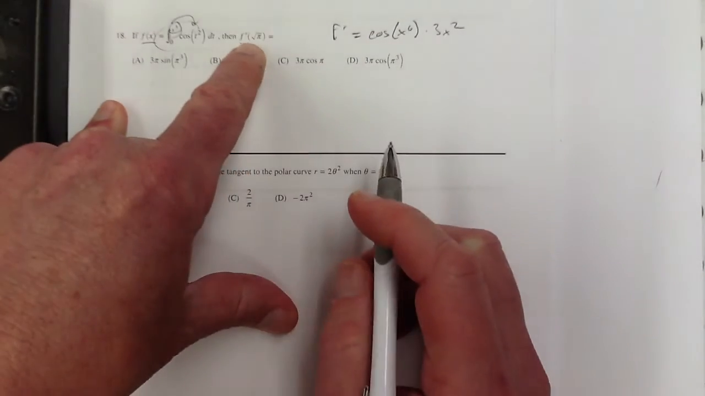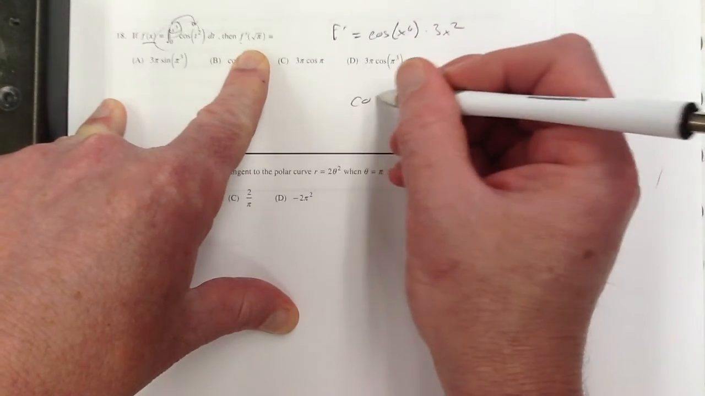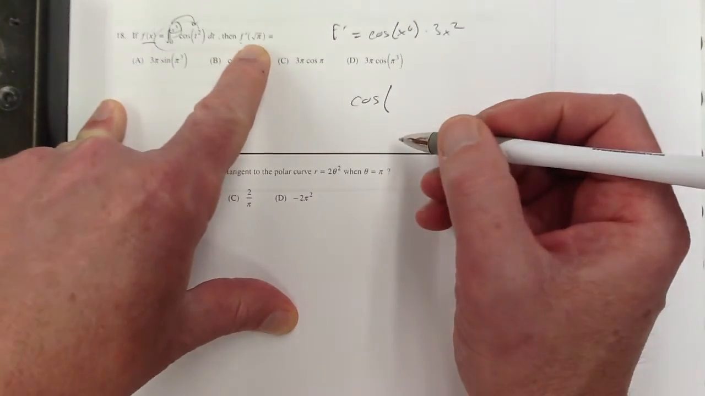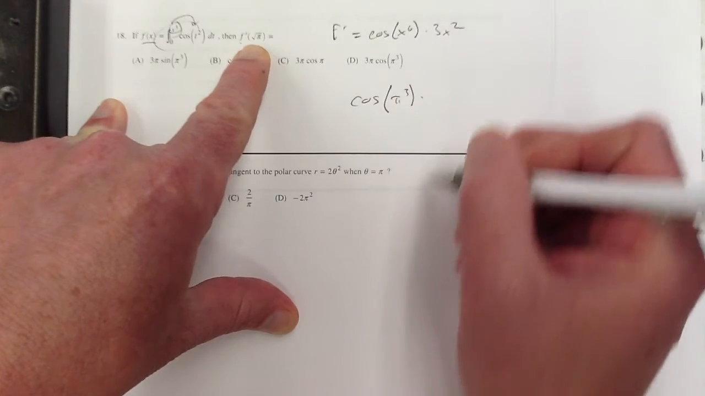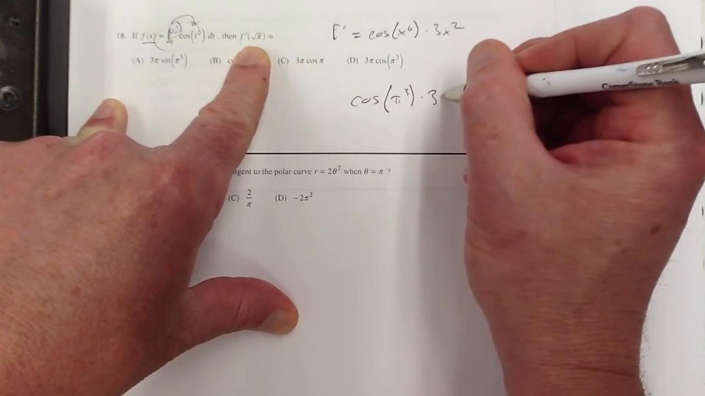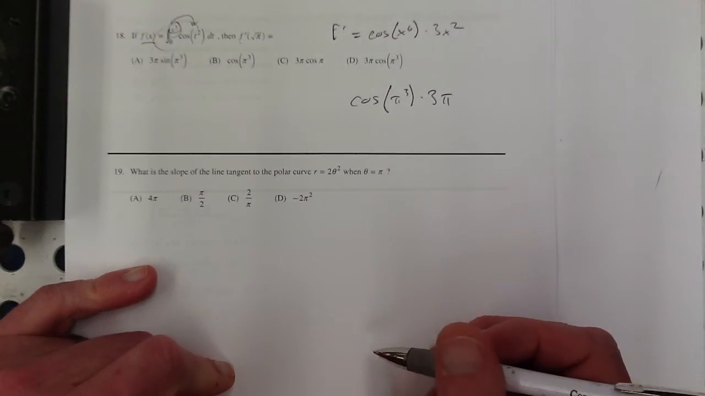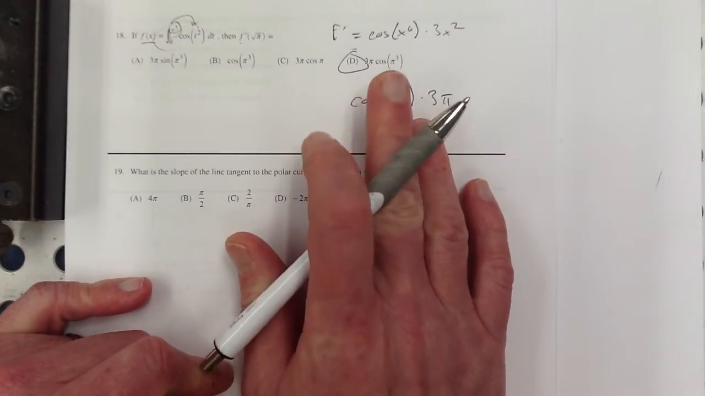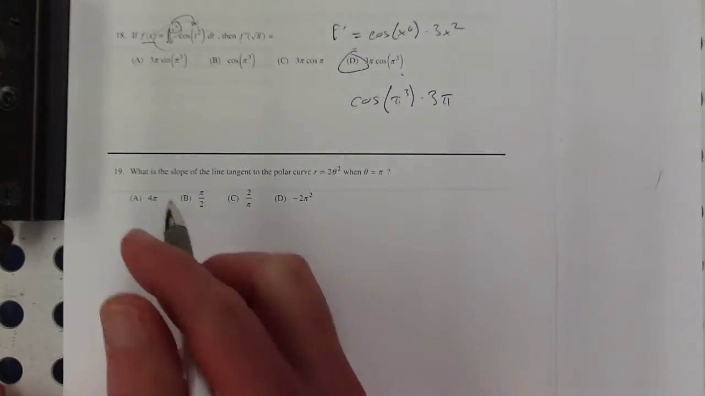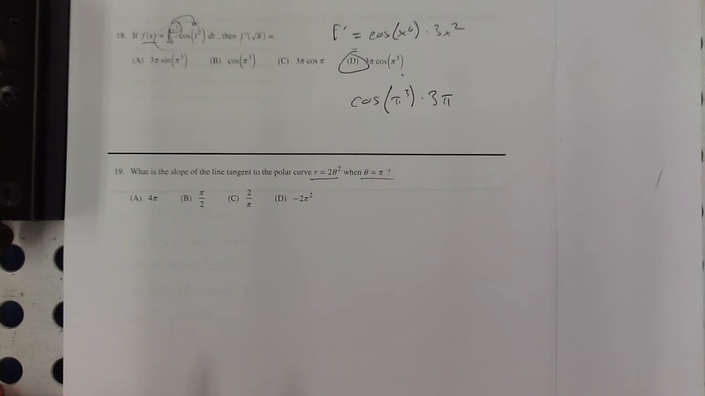So now I just need to plug in the square root of pi into this. So that's going to be cosine of the square root of pi to the 6th, is going to be pi cubed times 3 pi. Cosine pi cubed times 3 pi. That looks like d. What's the slope of the line tangent to the polar curve when theta equals this?